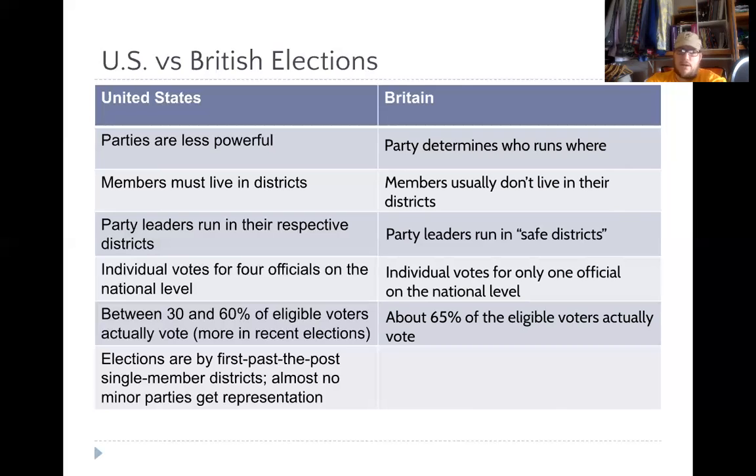In the UK, we see about 65% of the public turn out to vote in the average election. In the United States, it's anywhere from 30 to 60%.